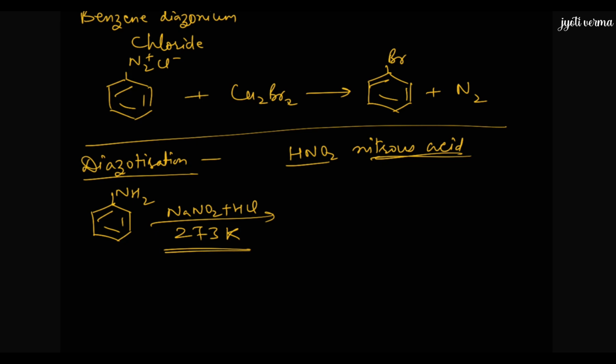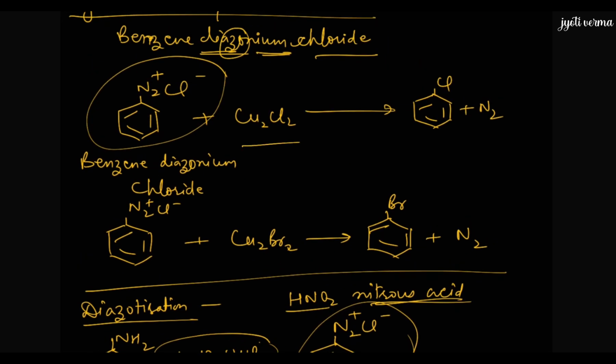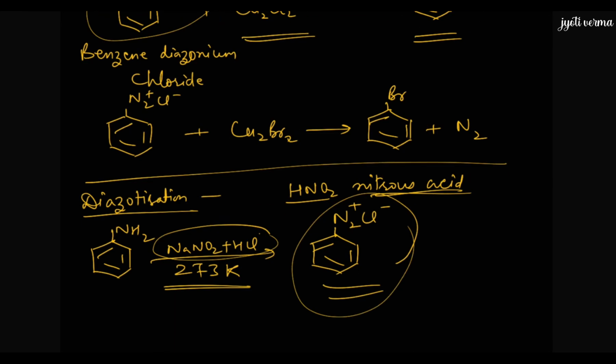Now the two will be undergoing reaction and they will be forming HNO2, and HNO2 will be reacting with aniline to give this diazonium salt. So that is how the process of diazotization works. Now we got benzene diazonium salt. Now we can do its reaction with cuprous halide and we will be getting the corresponding haloarene.